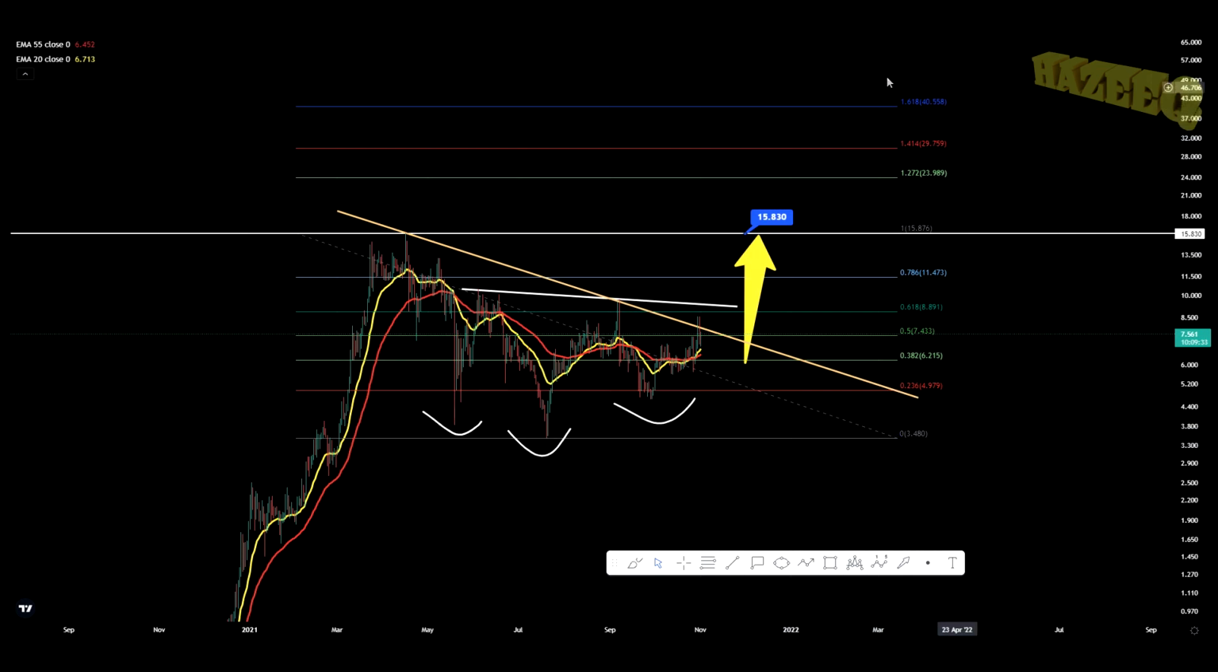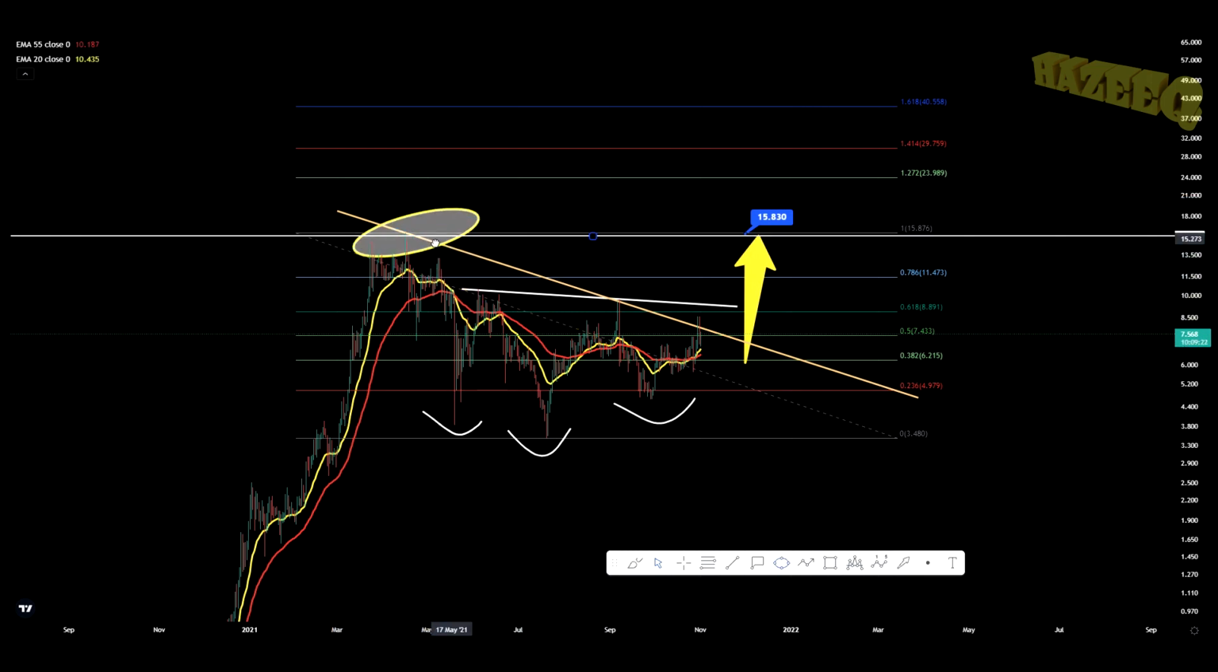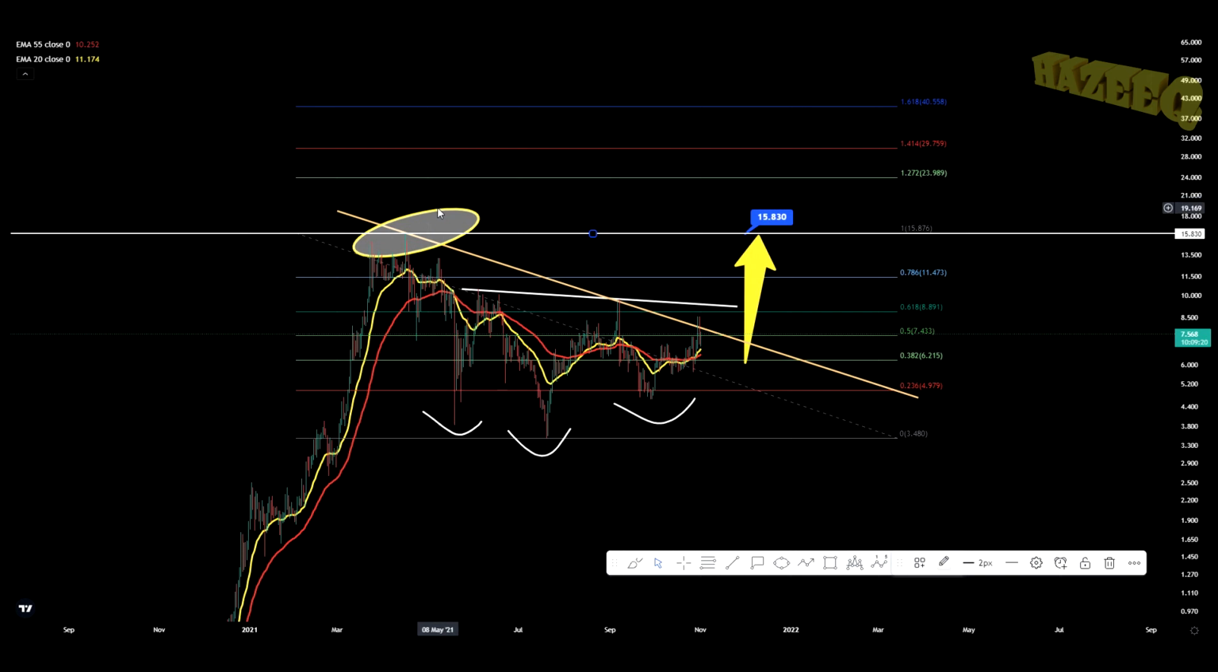As you can see, the 1.618 is sitting at $40.50, and that's only after you start breaking above and closing above this swing high over here, right? Only then that target becomes valid, and only then we're going to be in that technical target. So it's all about breaking the highs, holding support, and breaking resistance.